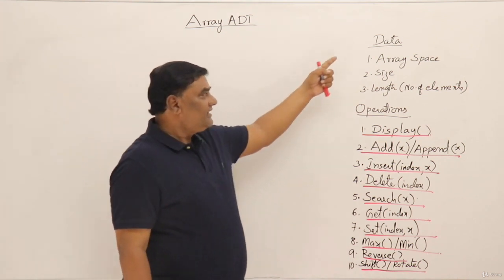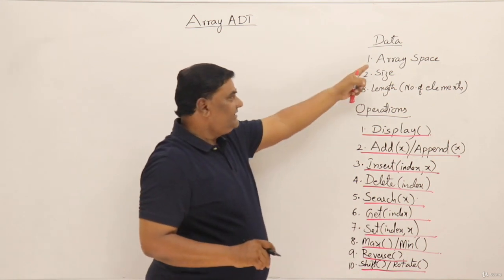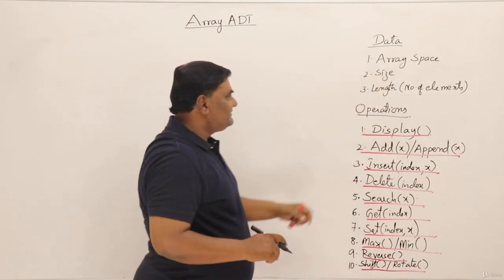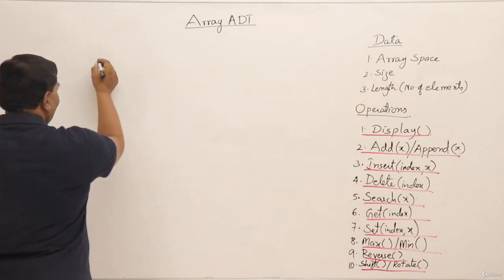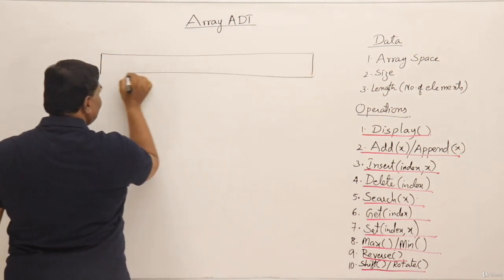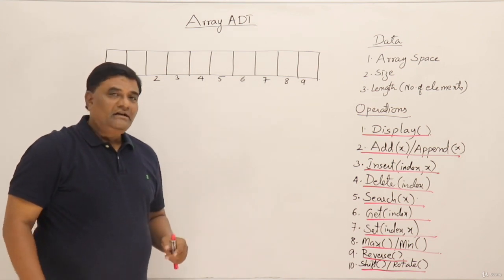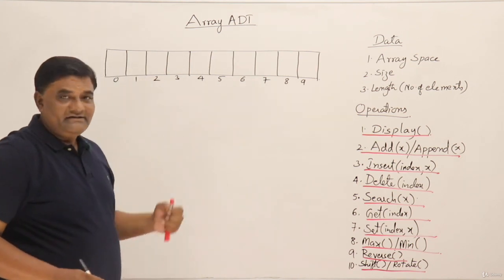Now first of all, let us look at the representation of data of an array. So the first thing is we need an array space of some size. So let us take an array of some size, that is array of size 10. Here is an array of size 10. Now the question is, how will you create this array?